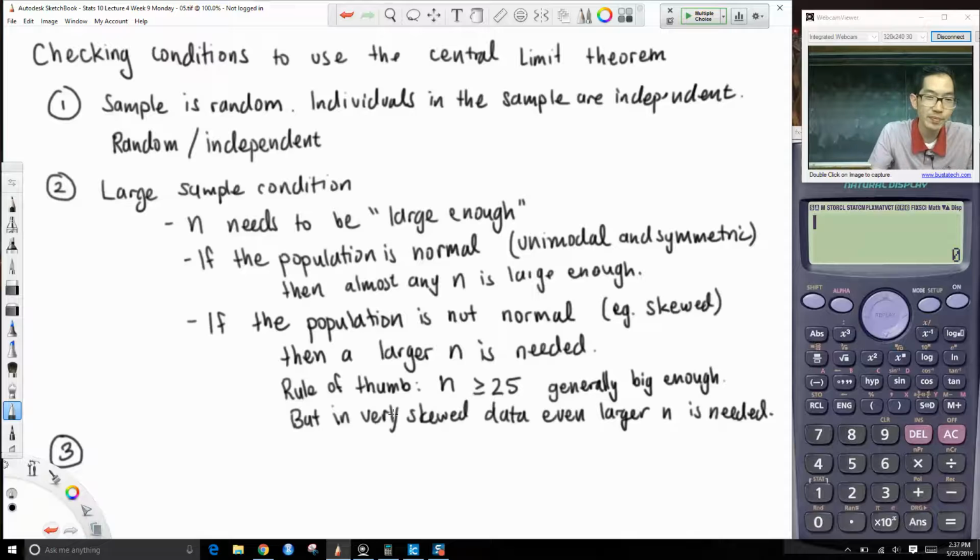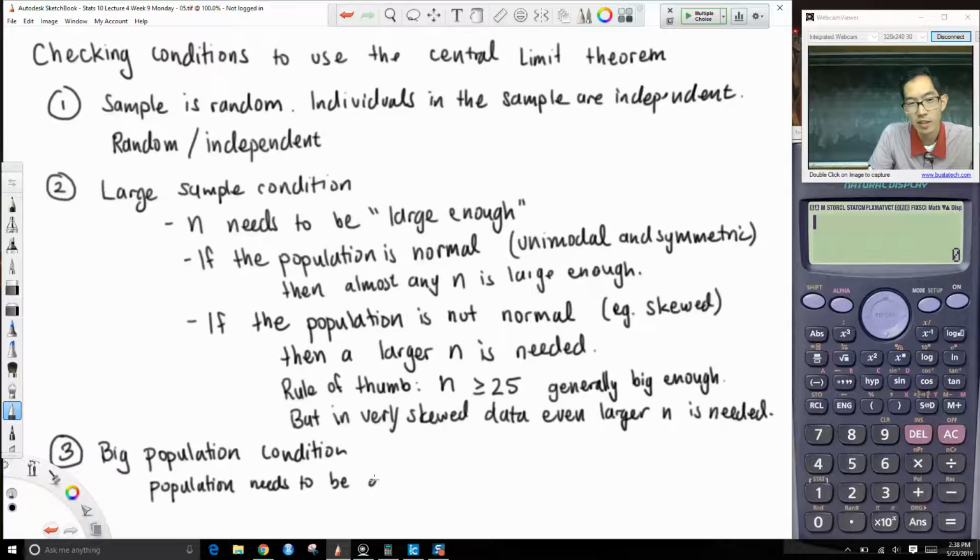So that's the large sample condition, and lastly, we have the big population condition. That's the same as before: the population needs to be at least 10 times bigger than our sample.